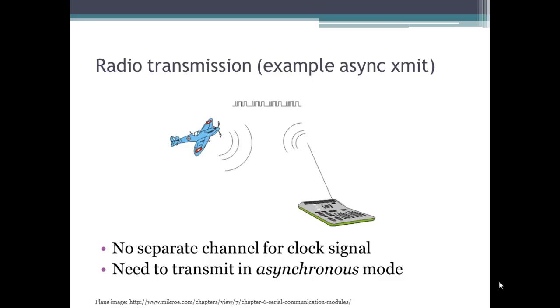An example where asynchronous transmission is really useful, or sometimes required, is in radio transmission. We have an example of an RC controller sending signals to an RC plane. There's clearly no wire connected between these, so it's difficult to implement a separate channel for a clock signal. Thus, this is one scheme that really requires asynchronous transmission.